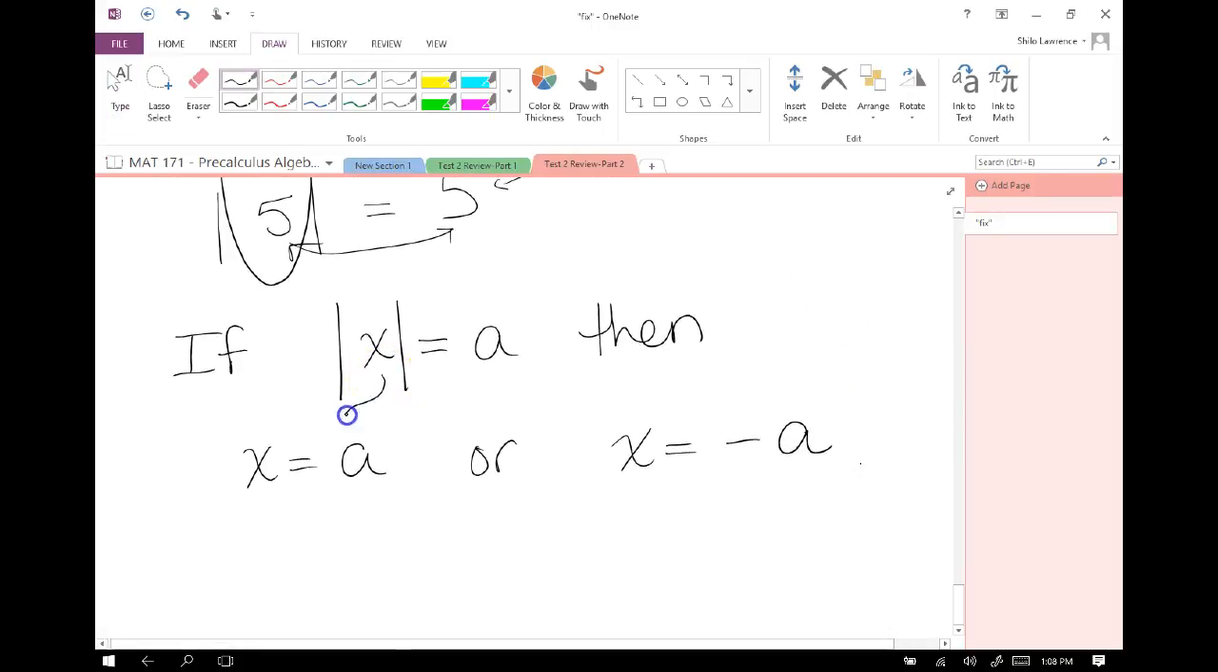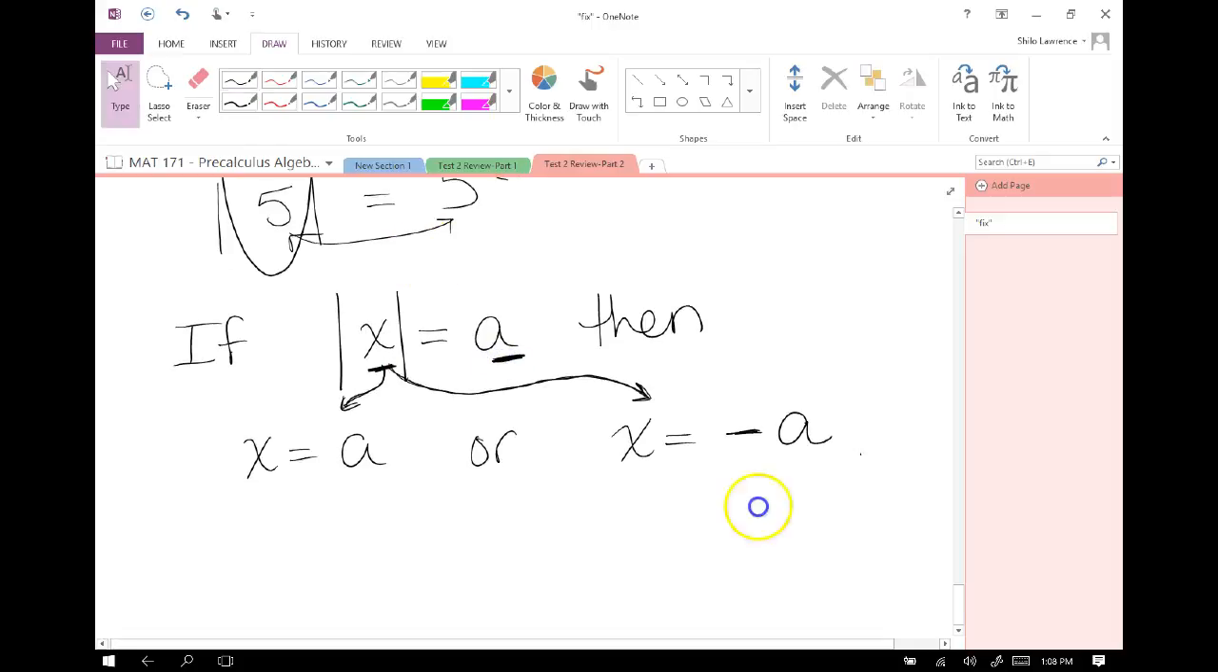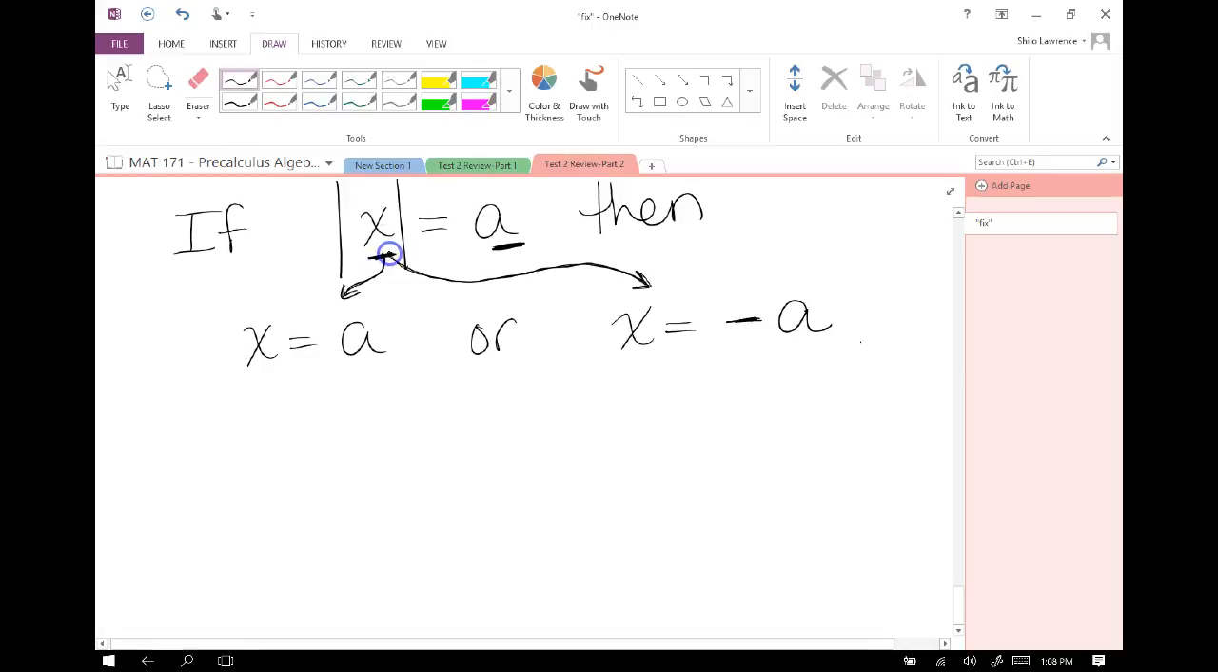So we take absolute value equations and we split them apart into two pieces. One of them looks exactly the same as the original, just without the absolute value bars. The second one, we change the sign of the stuff that is outside. Always leave the inside alone. That stays the same. We change the sign of the stuff that's outside. And this is how we fix absolute values.